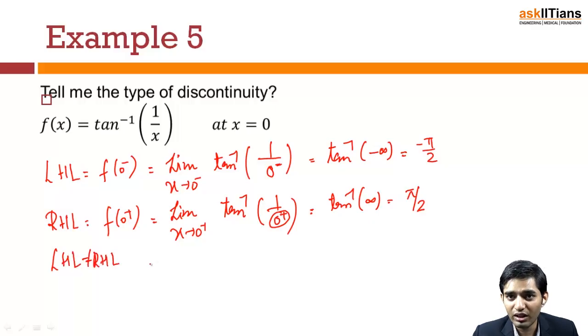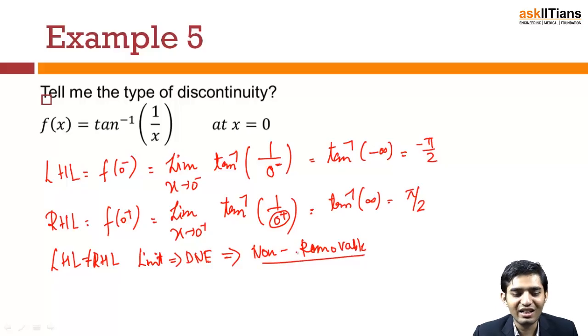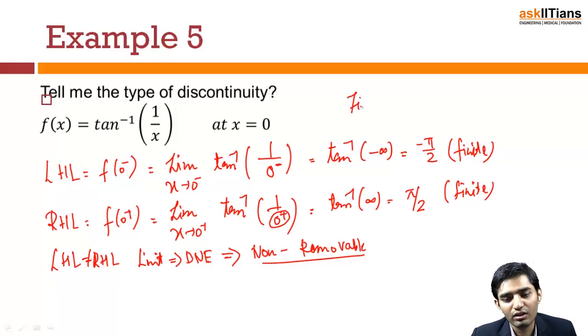Okay, so the limit does not exist, right? If the limit does not exist, this implies that it will be which type? Non-removable type. And in the non-removable type of discontinuity, you can also see that LHL and RHL both are finite. This is finite and this is also finite. So I can say that this is a finite type discontinuity.